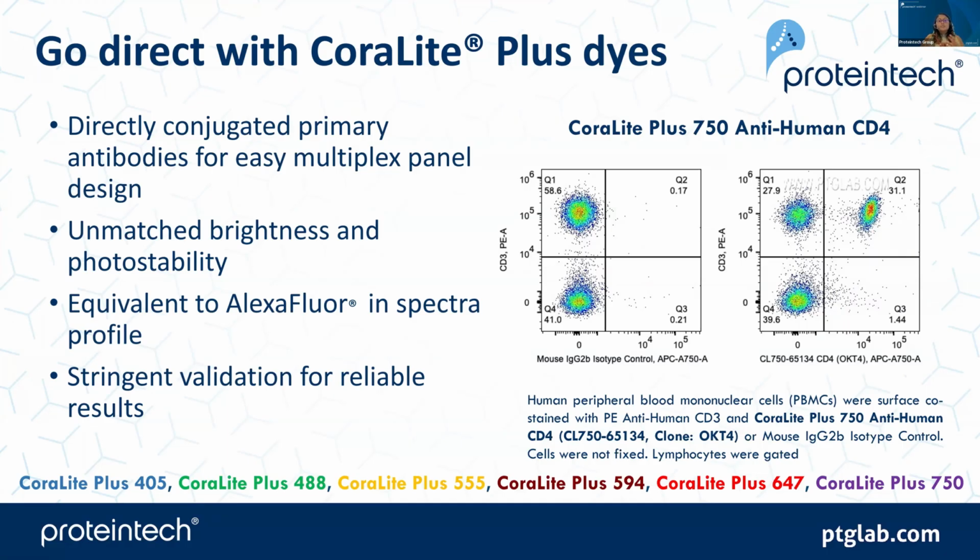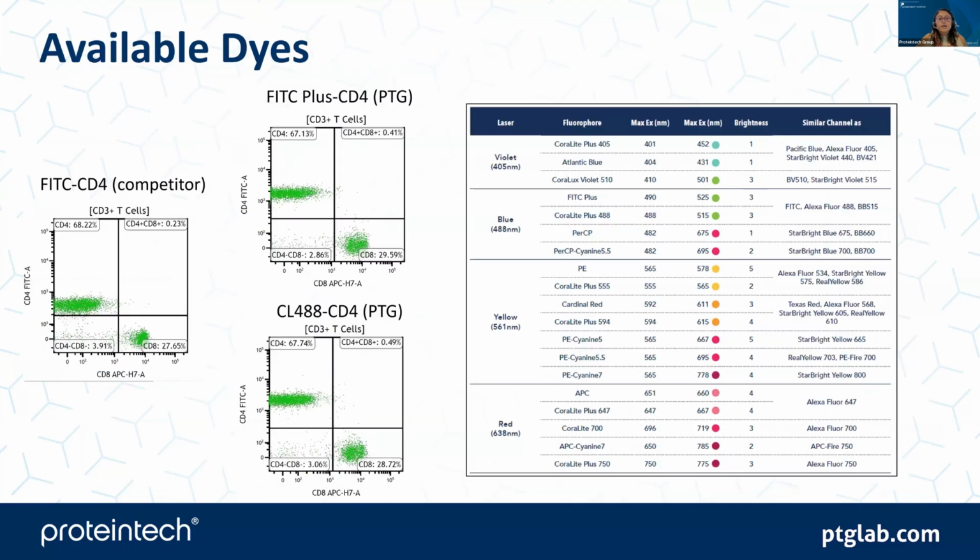So these dyes are going to be equivalent in spectral profile to Alexa Fluor dyes and undergo stringent validation to ensure reliable results. And then this chart here just shows an overview of the dyes that we offer, and then also their laser compatibility. So as I mentioned, we have our in-house Coralites as well as antibodies that are conjugated to conventional dyes like FITC, PE, APC, and other dyes such as Atlantic blue, which is going to be spectrally similar to Pacific blue, or then we also have cardinal red, which is spectrally similar to Texas red.